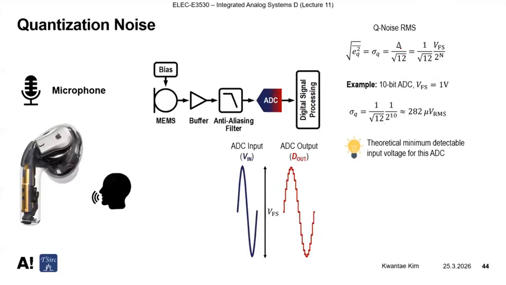And this is an example, going back to our lecture 1 example of the microphone interface. By using this equation, you can very simply calculate the theoretical minimum detectable input voltage for this ADC. Just put in these numbers, a 10-bit ADC and a full-scale voltage of 1 volt, and you get 282 microvolt RMS. After quantizing the ADC input from analog to digital, there will be quantization errors, and those errors are 282 microvolt RMS. You cannot detect anything smaller than this. That is the theoretical meaning for the ADC.